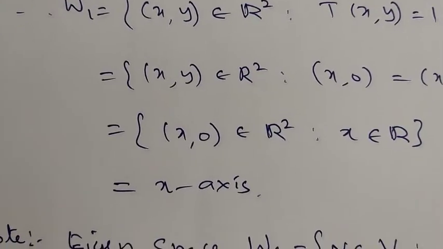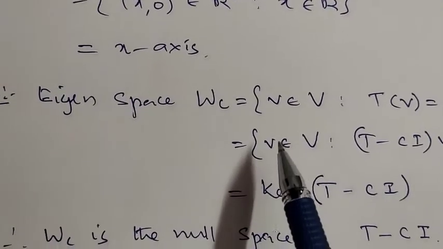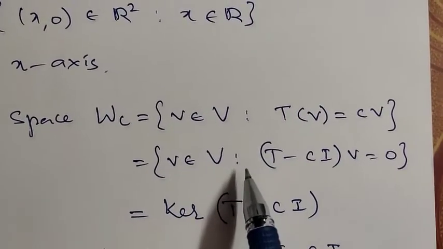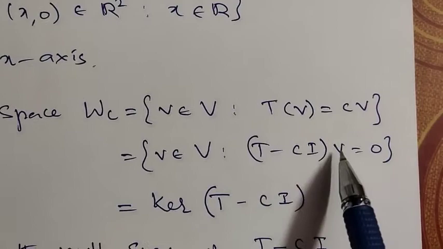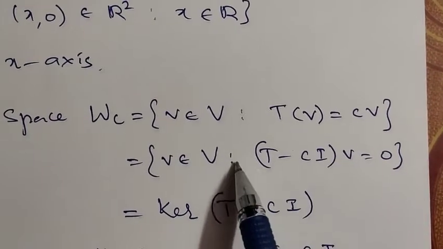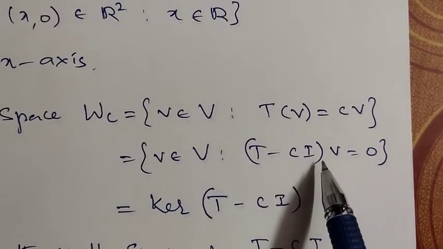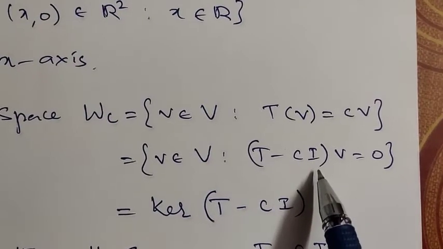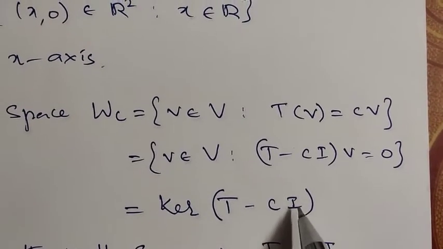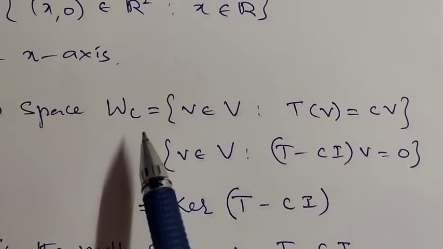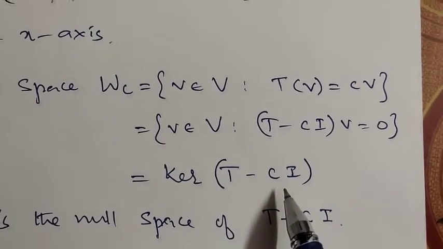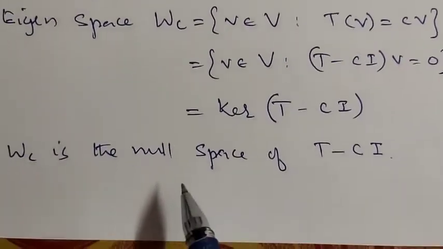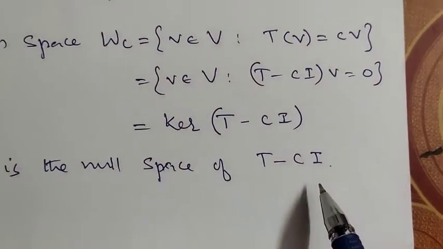Okay, understand now? So, now the eigenspace WC is equal to the set of all V belonging to V such that T of V is equal to C into V. So, the set of all V belonging to V such that this can be written as (T minus C into I) of V is equal to 0. So, this is nothing but the null space or kernel of the transformation T minus C into I. So, the eigenspace is nothing but the null space or the kernel of the transformation T minus C into I. Okay. So, WC is the null space of T minus C into I.